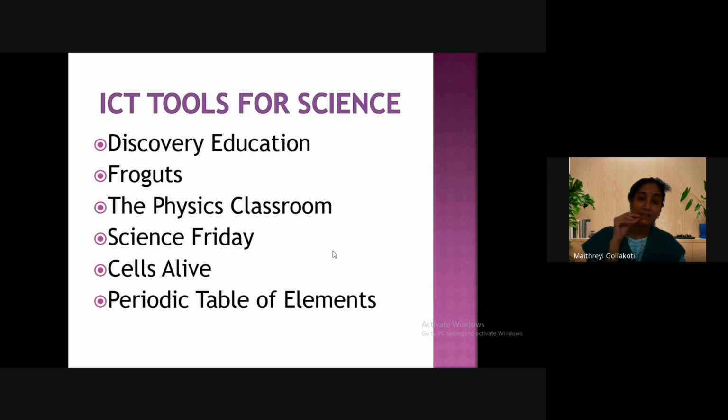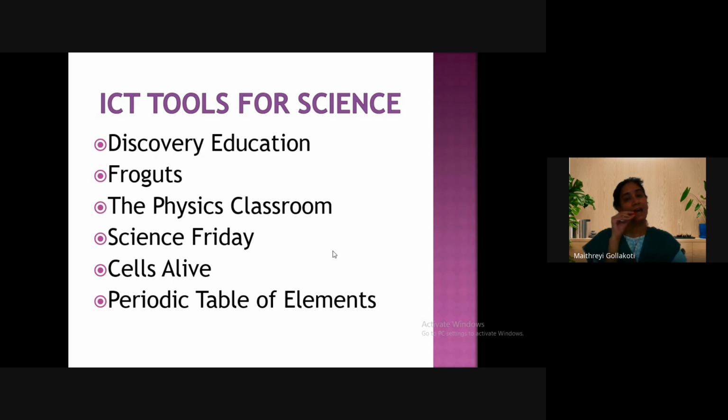So all these things are done virtually on Froguts. You can directly show the student this dissection and they can see for themselves in 3D the whole process of dissection, and they can learn about the internal anatomy of the plant as well as animal through Froguts.